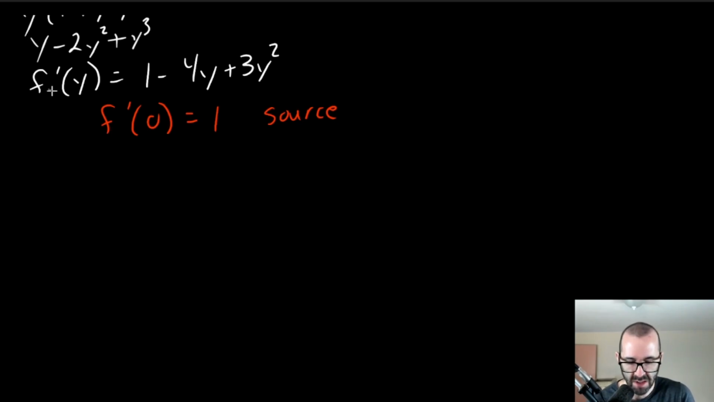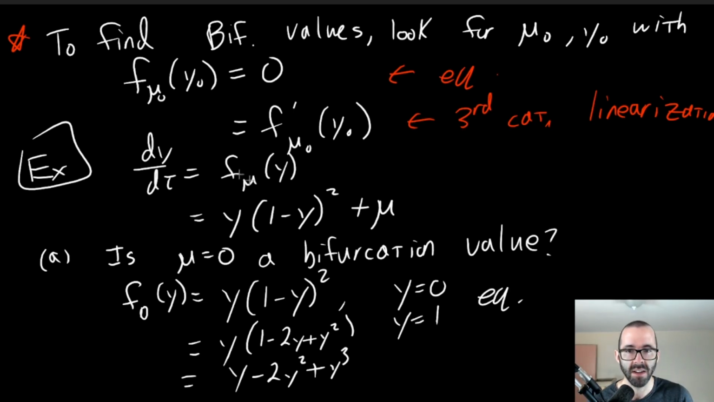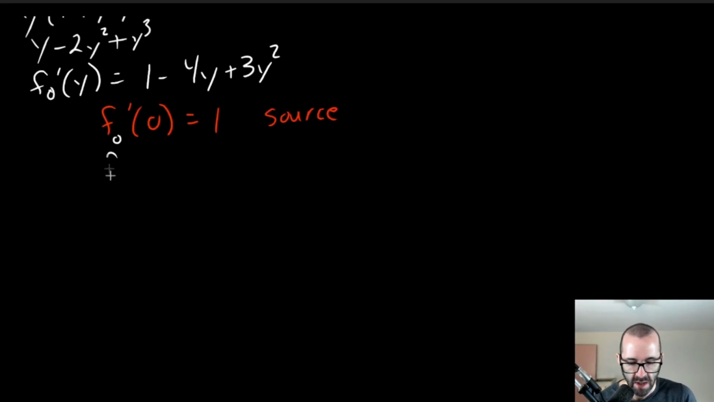Again, we should be using the subscripts of 0, right? There's infinitely many functions here. We're looking at the specific function when mu is equal to 0. And what happens also when mu equals 0 for our other equilibrium when y is 1? That's going to be 1 minus 4 is negative 3 plus 3. Oh, interesting. So maybe we do have some bifurcation shenanigans happening at this equilibrium point.